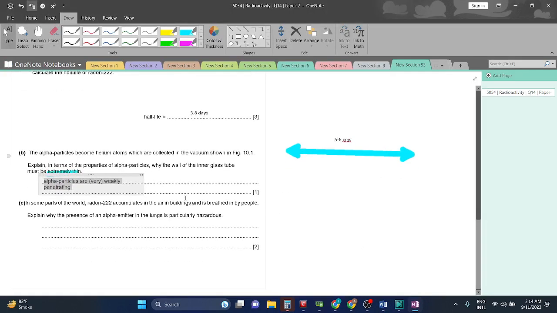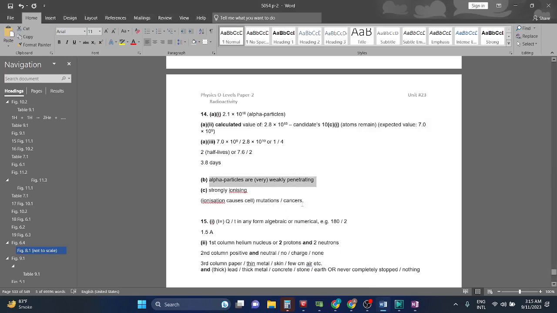In some parts of the world, radon-222 accumulates in the air in buildings and is breathed in by people. Explain why the presence of alpha emitter in the lungs is particularly hazardous. Because जो alpha particles होता है, although it has a very weak penetrating power, it has a very high ionizing power. ठीक है ना. It has the highest ionizing power among alpha, beta and gamma. और इसकी जो high ionizing power होती है, that can cause cancer and that can cause mutation as well. So yeah, strongly ionizing, ionization causes cell mutation, cancer.